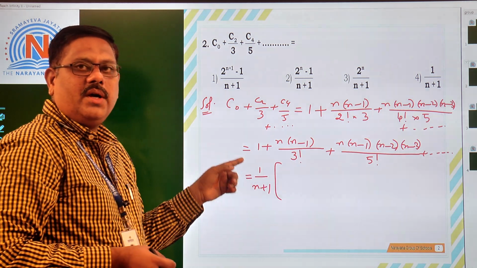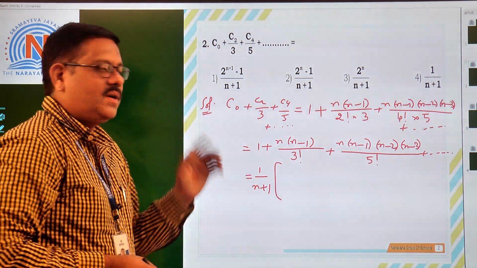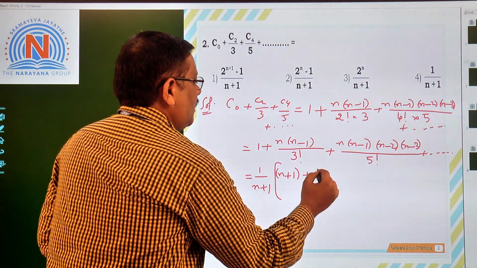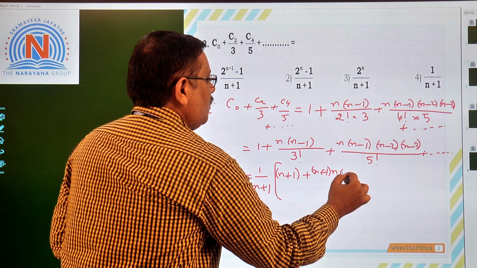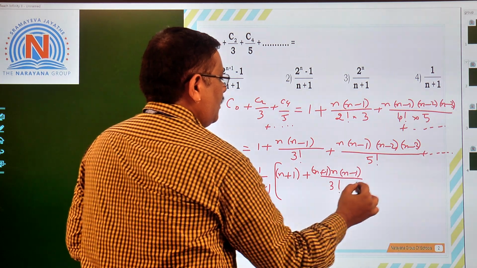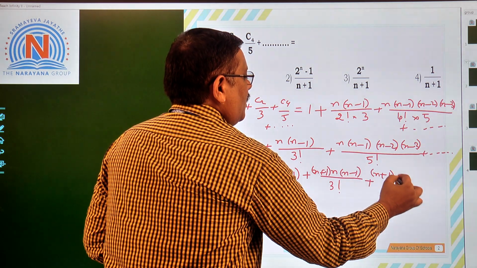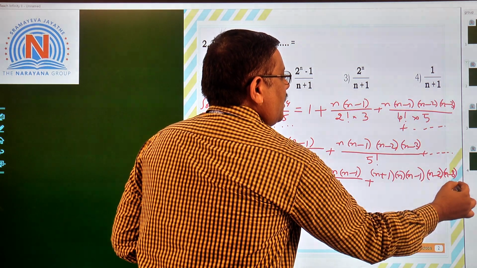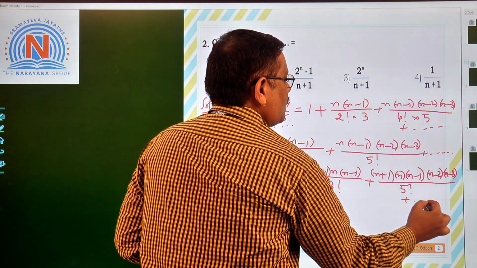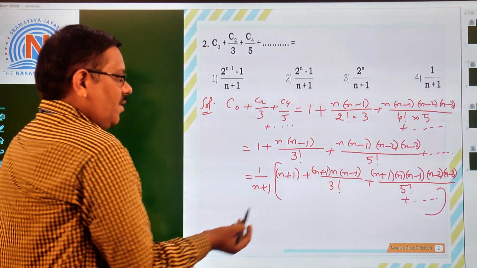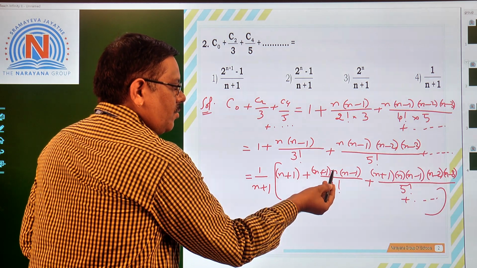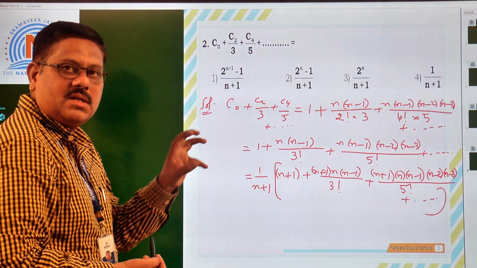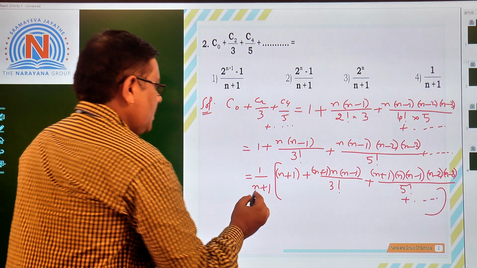So in that process, what am I doing? I am multiplying and dividing with n plus 1. So what do you get now? 1 by n plus 1 times of n plus 1 plus n plus 1 into n minus 1 by 3 factorial plus n plus 1 into n minus 1 into n minus 2 into n minus 3 by 5 factorial plus so on. If you look at this, your denominator is 3 factorial, so the numerator has 3 factors. Here the denominator is 5 factorial, the numerator has 5 factors. There is something interesting here. Let us see.